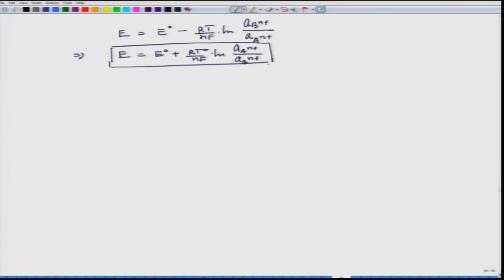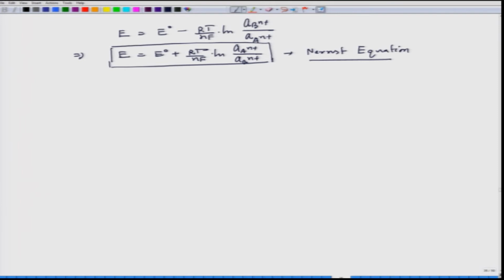Now, from the look of this, whoever has a little idea will say that this is nothing but the Nernst equation. Now, we would look beyond this Nernst equation and try to see that this is for the overall reaction. We will try to see what happens in the one beaker and what happens in the other beaker.